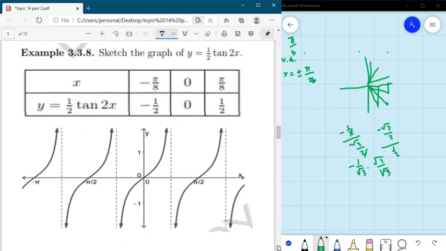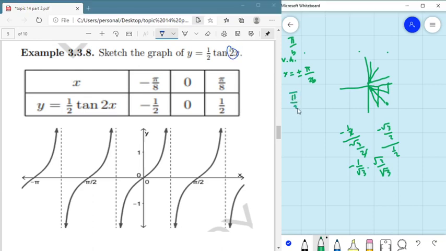Then, for 3.3.8, we are going to sketch the graph of y equals 1/2 tangent 2x. So, in this case, the period is pi over b, right? Our b here is 2. So, that's why we have pi over 2 as our period. And then the vertical asymptote is pi over 2 times our b, which is also 2. Therefore, it's pi over 4.